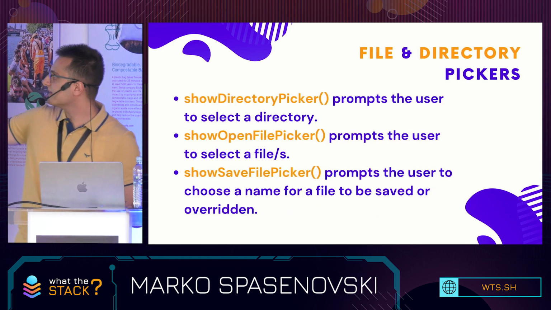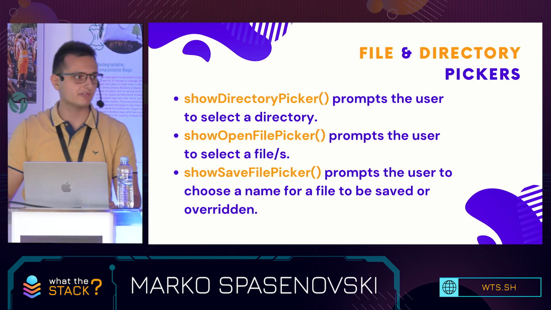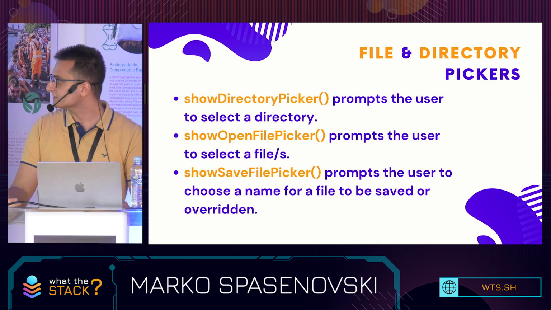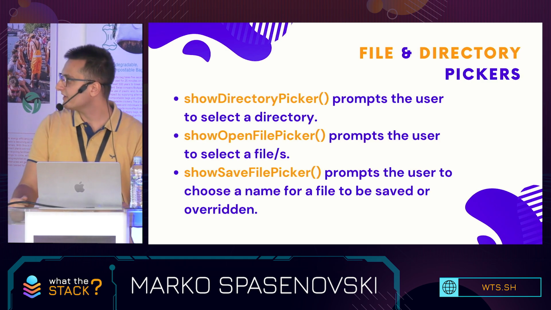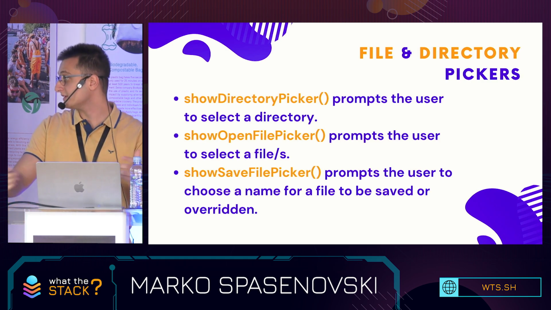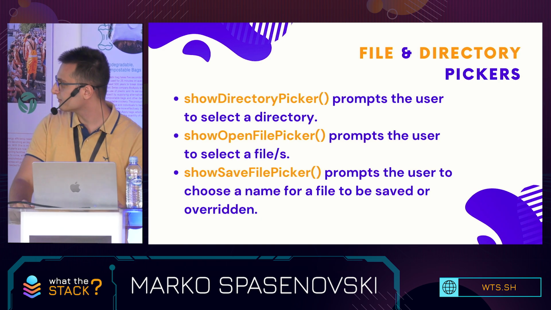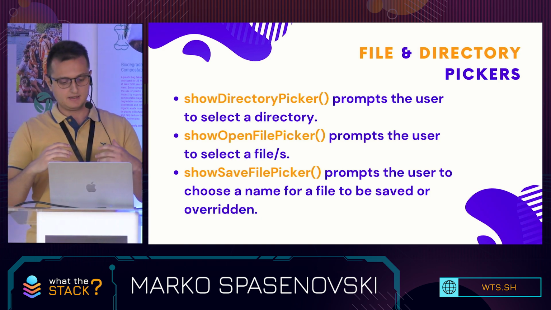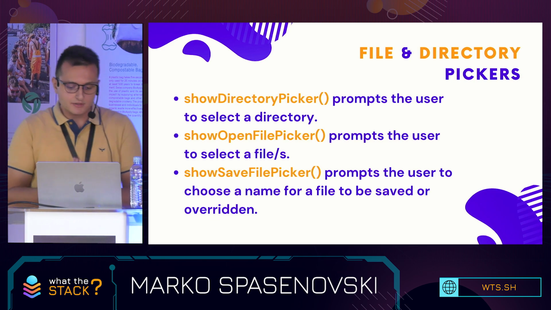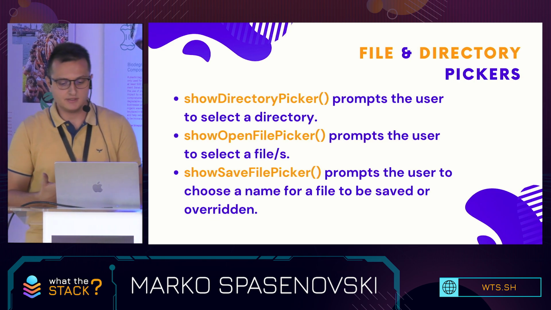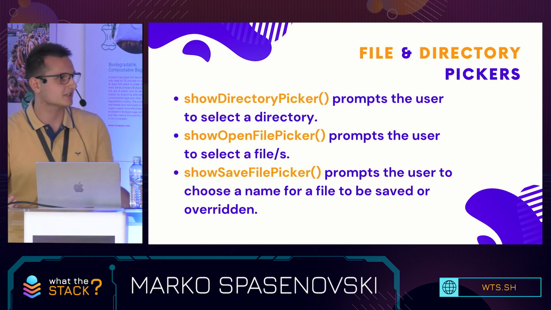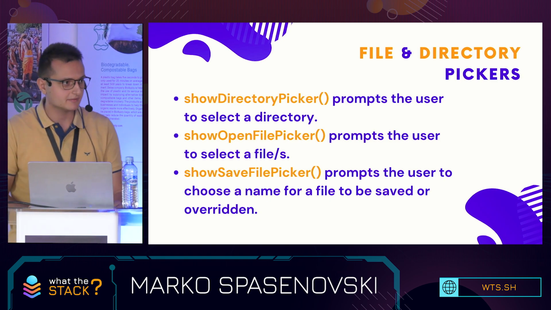These are the methods, the pickers provided to you. Show directory picker prompts the user to select the directory. Show open file picker prompts the user to select files. Show save file picker prompts the user to choose a name for a file to be saved or overwritten. These are not new, right? These are available to us in a form in the file API. These are used already. These are in production. So again, why should we care?